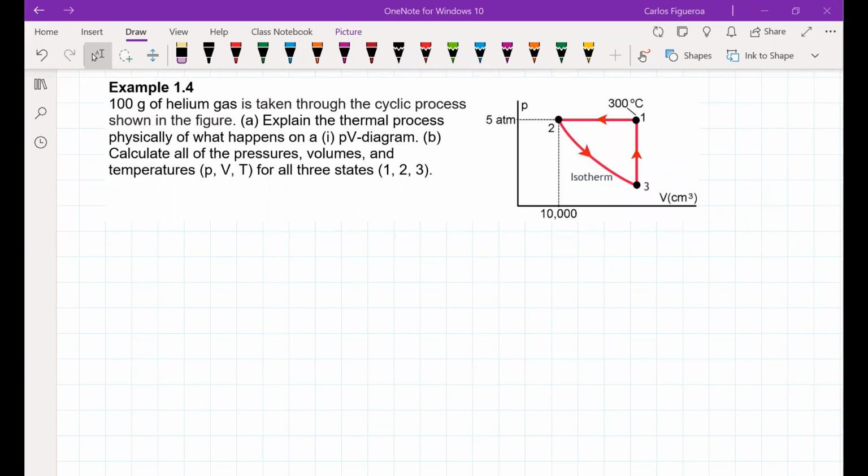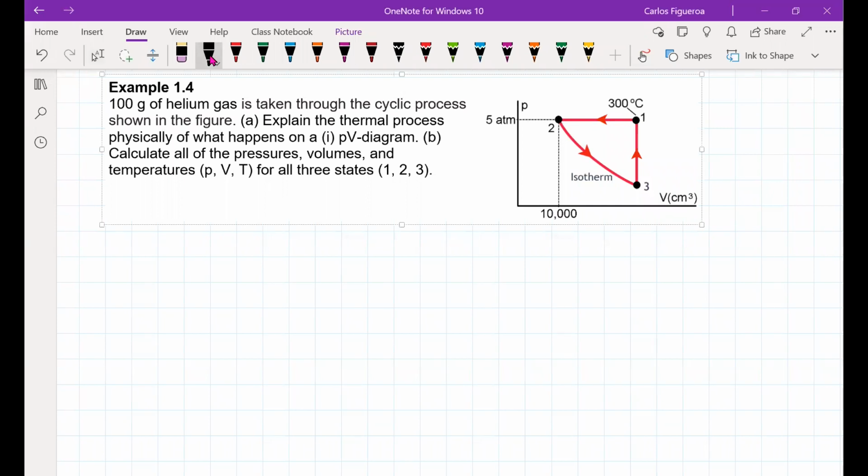Example 1.4. 100 grams of helium gas is taken through a cyclic process shown in the figure. A. Explain the thermal process physically of what happens on the PV diagram. Calculate all the pressures, volumes, and temperatures for all three states.